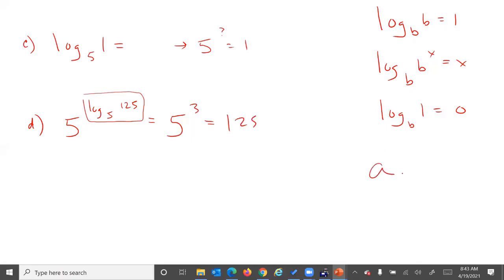So a to the log base a of x, okay, see if that makes sense. And then it just equals x. We're good. Boom.